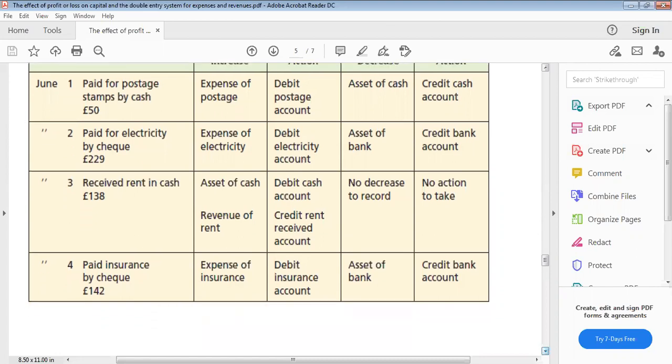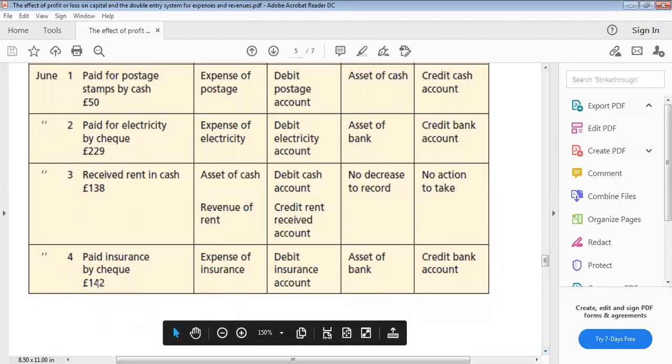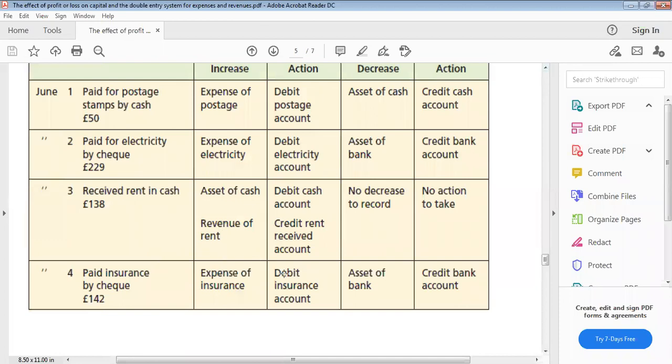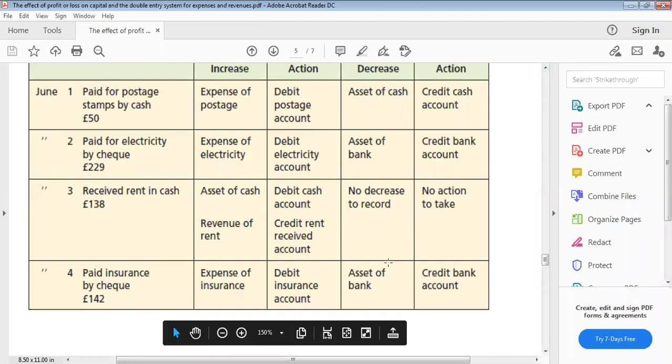And the last one says, June 4, paid insurance by check, $142. There's an increase in the expense of insurance. The action would be to debit the insurance account. And there's a decrease in the asset of bank because they paid by check, so they would credit the bank account. All right? When we return we'll continue, and we'll look at the T accounts for these transactions. Log in as soon as possible, please.